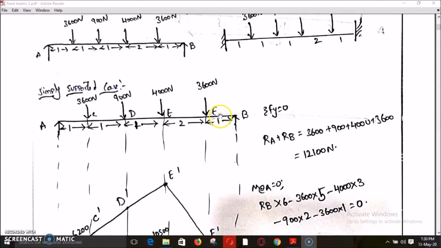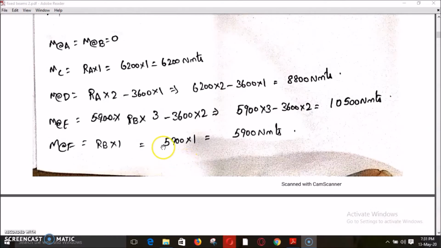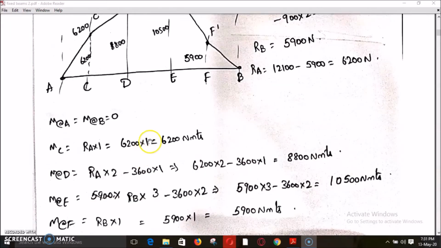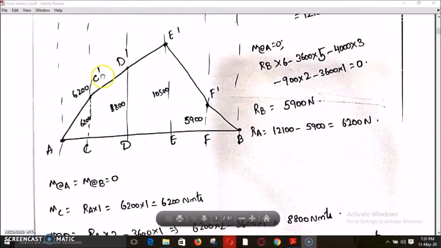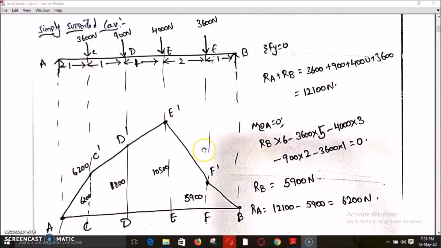And finally, moment at this point F is only due to RB. So it is positive, and RB into 1 is our moment at F. So RB value is 5900. So F is 5900. By marking all these values here and joining with straight lines, we will get the bending moment diagram of this simply supported case, which is called the Mu diagram.